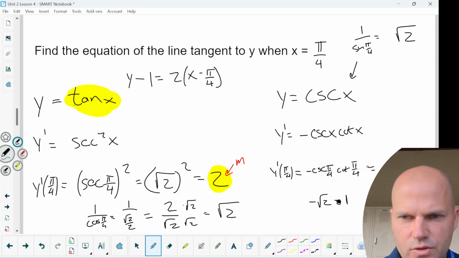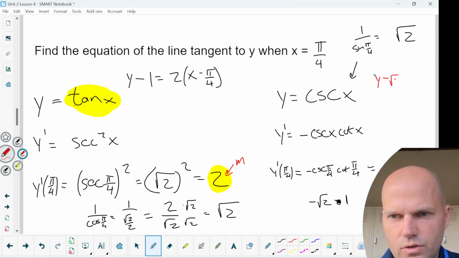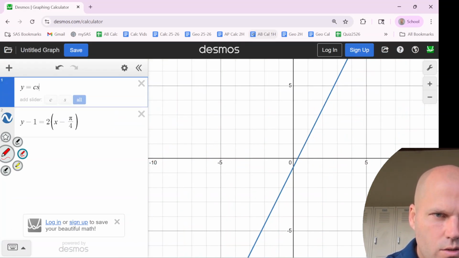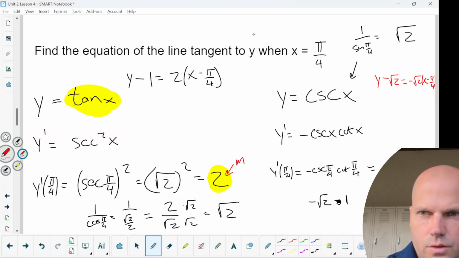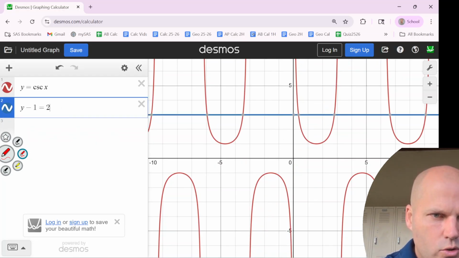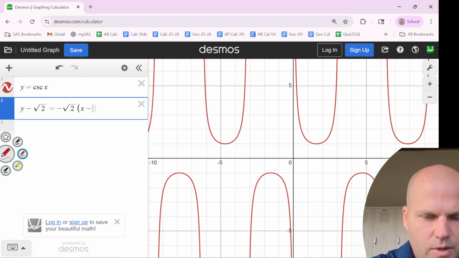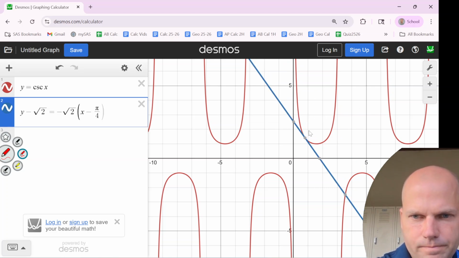You'll try it at different values, but combining things, we'd have y minus root 2 equals negative root 2, x minus pi over 4. So for cosecant, y minus root 2 equals negative root 2, x minus pi over 4. Bam. Okay, so fun.